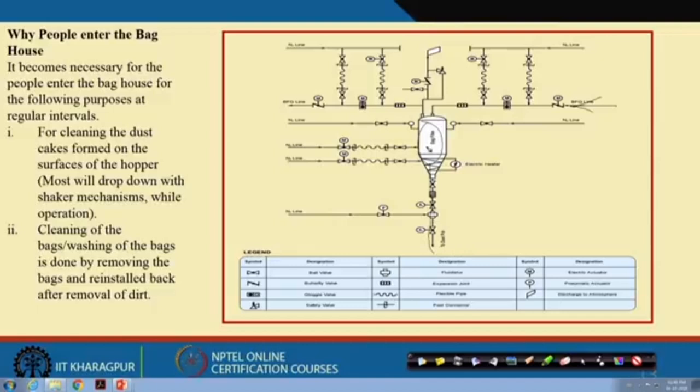Inside the filters, whichever dust is contained, periodically they have to be cleaned, washed. Those filters are to be taken out, washed and put back. How will you do that? People have to go inside, take out those filters, wash it, clean all the hopper.